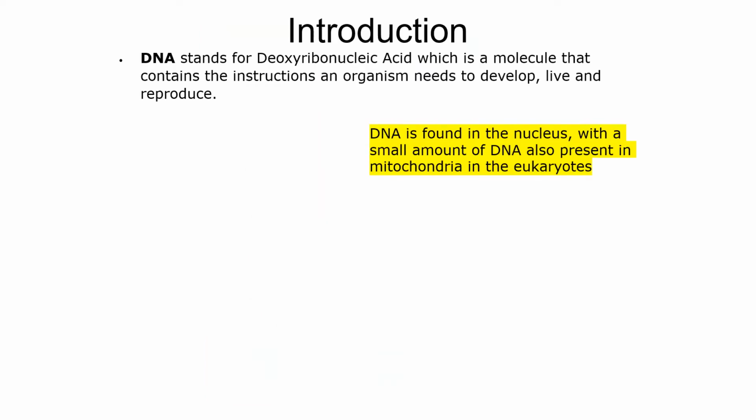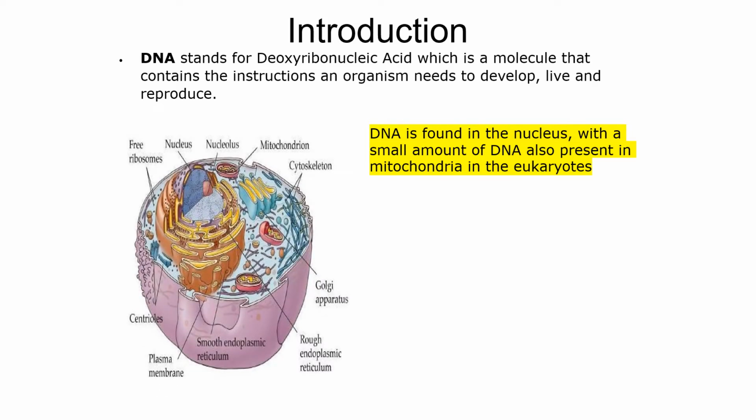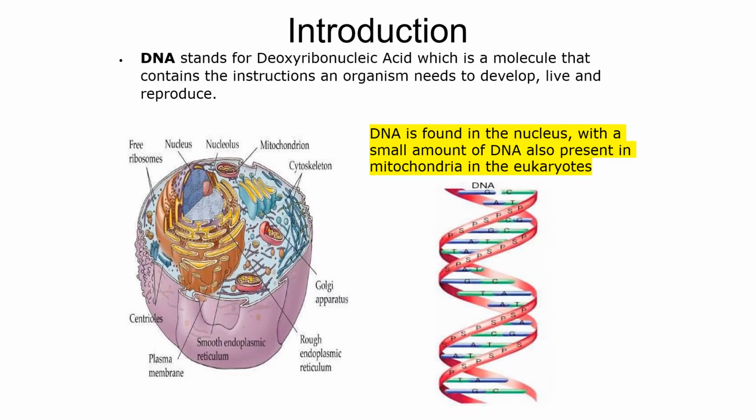So DNA stands for deoxyribonucleic acid, which is a molecule that contains the instructions an organism needs to develop, live and reproduce. DNA is found in the nucleus with a small amount of DNA also present in mitochondria in the eukaryotes. You can see that this is the structure of a cell and this is the nucleus, and inside the nucleus there is the presence of chromosomes, which contain the DNA.